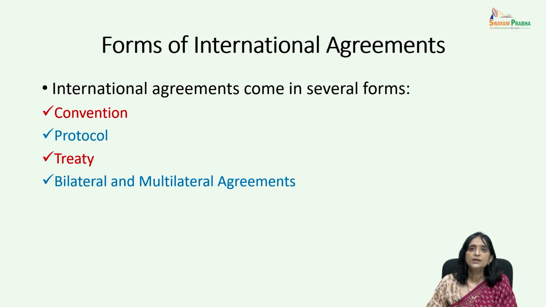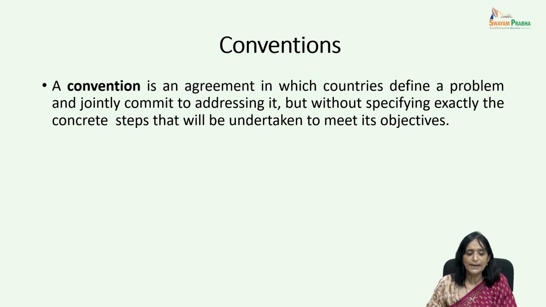Now, the international agreements can come in various forms. These are the four basic forms in which international agreements come. They can be conventions, they can be protocols, they can be treaties, or they can be bilateral or multilateral agreements. Now, let us have a look at the difference between all these four. We'll start with what is a convention.